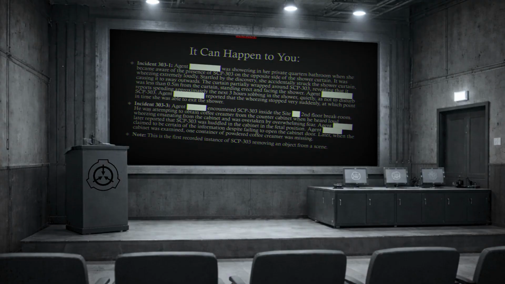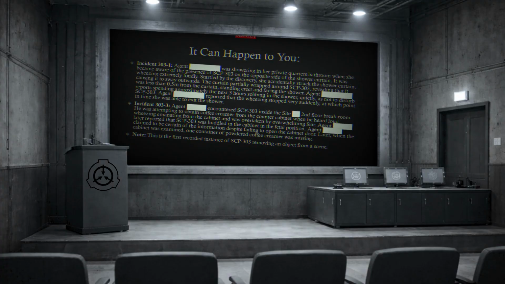Incident 303 TAC 3. Agent encountered SCP-303 inside the Site-63 second floor break room. He was attempting to obtain coffee creamer from the counter cabinet when he heard a loud wheezing emanating from the cabinet and was overtaken by overwhelming fear. Agent later reported that SCP-303 was huddled in the cabinet in the fetal position. Agent claimed to be certain of the information, despite failing to open the cabinet door.